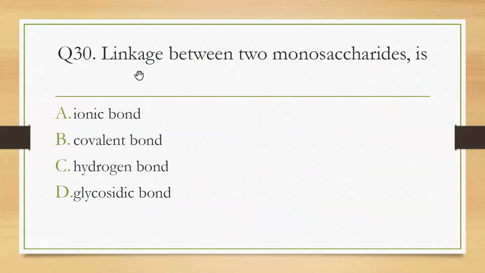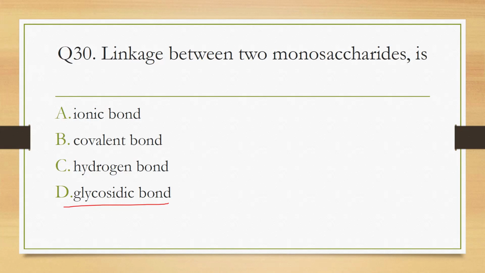Let's look at another question. The linkage between two monosaccharides. The type of linkage that exists between two monosaccharides is glycosidic. A glycosidic bond is the bond that links two monosaccharides together. In fact, not only monosaccharides, all the polysaccharides are linked by the covalent bond called glycosidic bond. And a glycosidic bond is a covalent bond, a strong bond.